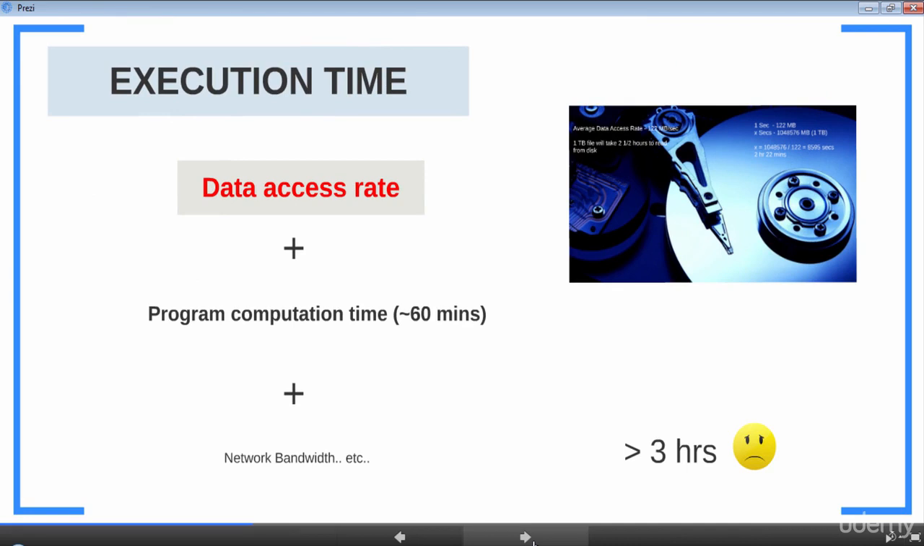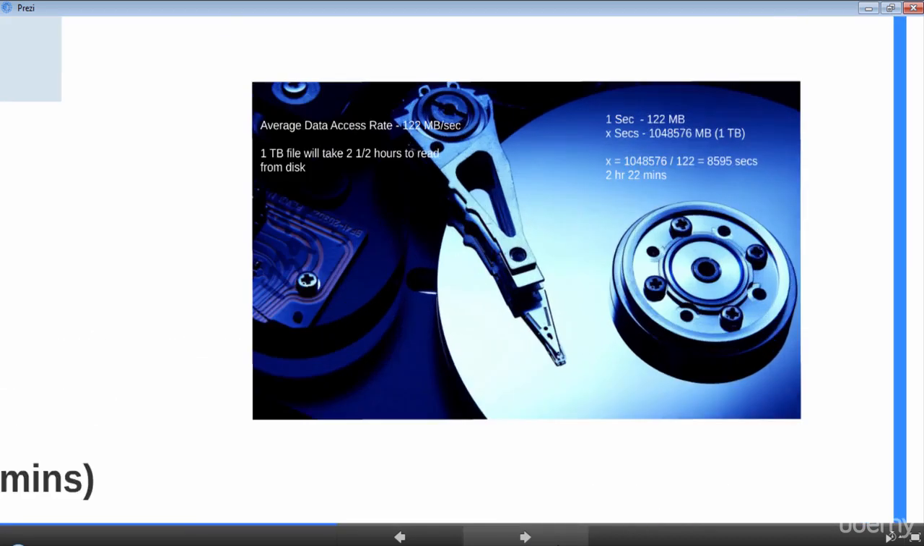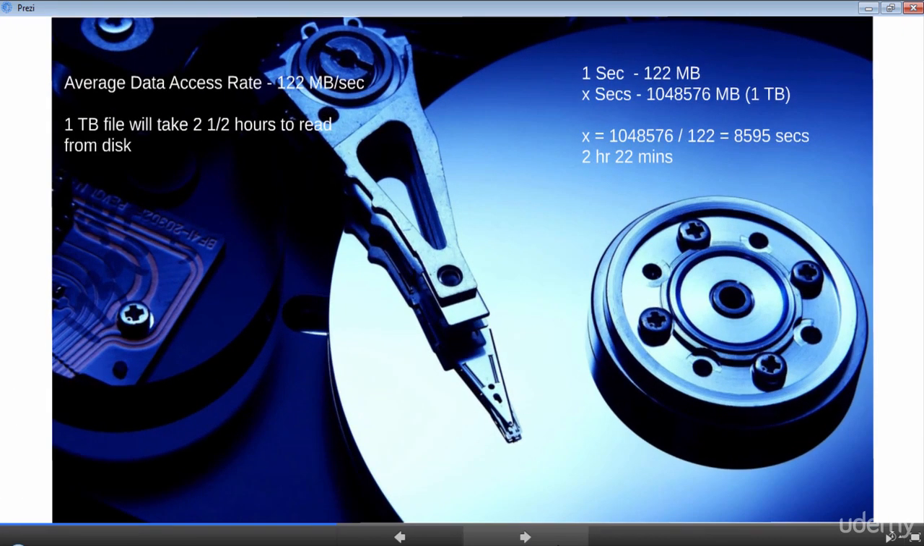For the program to work on the dataset, first the dataset needs to be copied from the storage to the working memory or RAM. So how long does it take to copy a 1 terabyte dataset from storage? Let's take our traditional hard disk drive. That is the one that is connected to a laptop or workstation, etc. HDDs, or hard disk drives, have magnetic platters in which the data is stored. When you request to read data, the head in the hard disk first positions itself on the platter and starts transferring the data from the platter to the head.